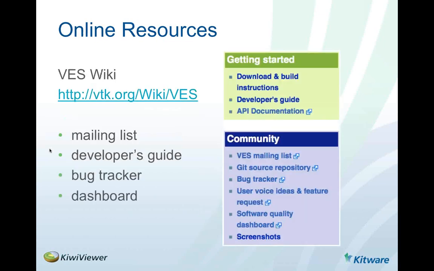So before I get started with the demos, I wanted to list some online resources. The best place to go is the wiki page, and that's going to have links to all of the other resources. There's the public mailing list, which you can subscribe to, post to and receive responses, and there you can get in touch with me and the other developers on the Kitware mobile team. There's also the developer's guide, which is going to have instructions for getting the software and building the software. We have a bug tracker and a software quality dashboard. And there's also the API documentation using Doxygen.